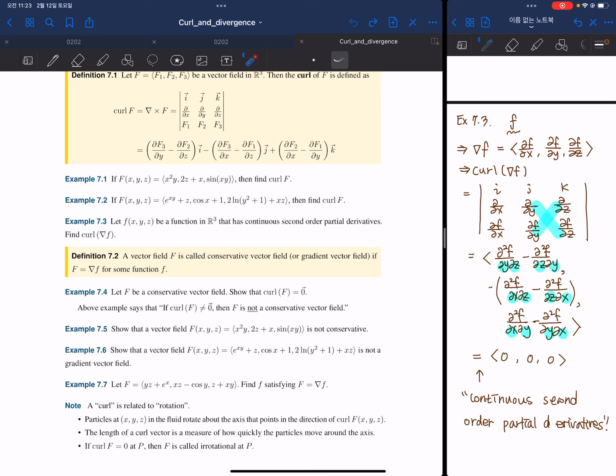Okay, so we know that the curl of the gradient f is 0. And one thing I want to mention here is f is just an arbitrary function that has continuous second-order partial derivatives, so that you can say that always the curl of the gradient f is 0 with this condition.